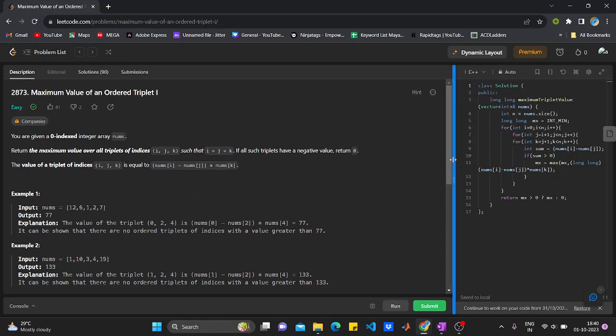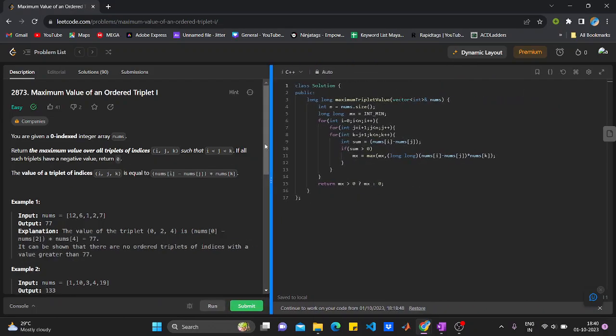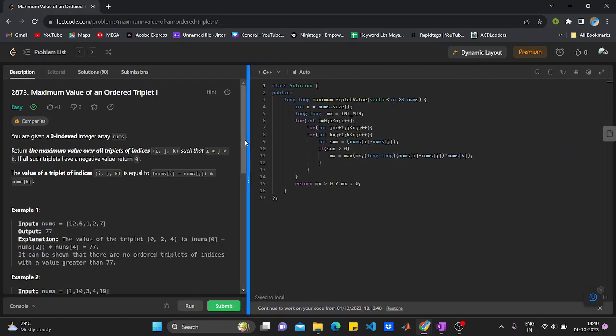So now I would be showing you the solution, and it will be very clear because it's a very brute force solution. What we did is we took three loops: one from 0 to n, the second one from i plus 1, and the third one from j plus 1, because we have to take triplets and they have to fulfill this condition, because of which we took it like this.